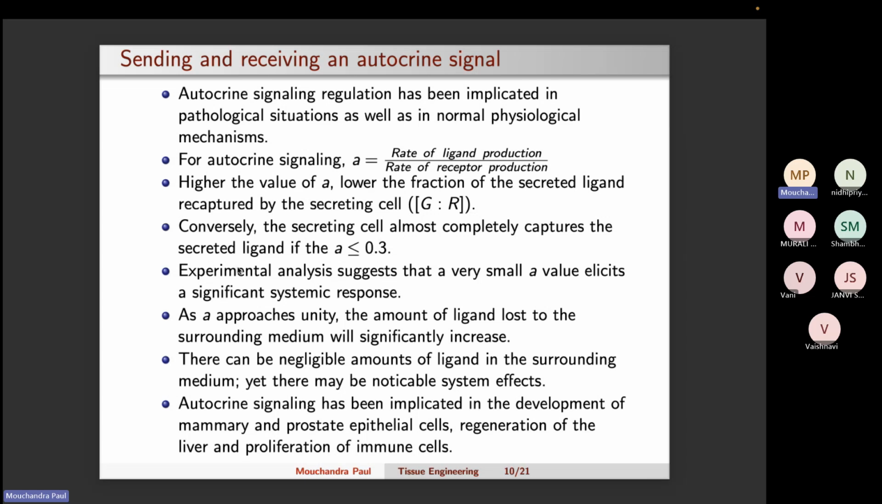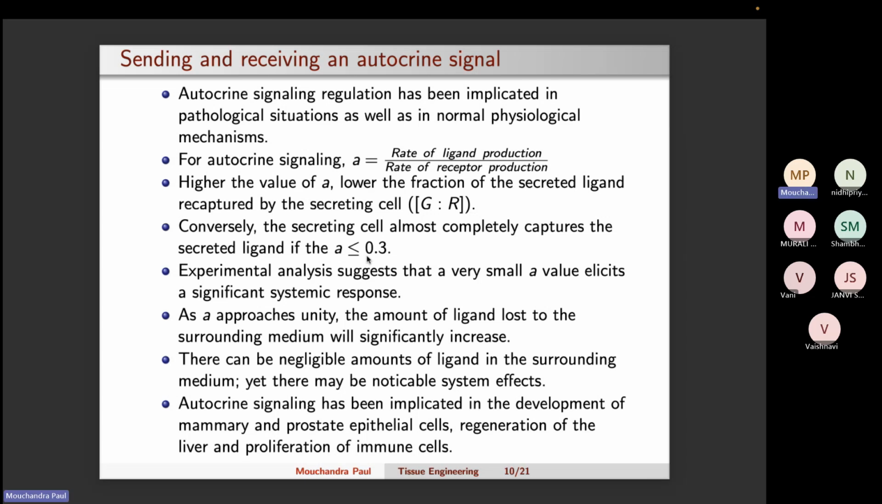Conversely, the secreting cell almost completely captures the secreted ligand if the A value is less than or equal to 0.3. If the A value is around 0.3, then people have seen that autocrine signaling is happening at a maximum, because the secreting cell is able to recapture all the secreted ligands and form receptor growth factor complexes.